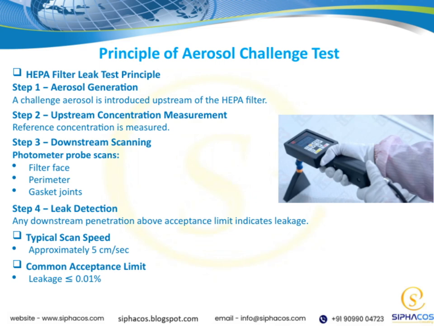Then, we scan the filter face, perimeter, and gasket joints with a photometer probe. This probe moves at a typical speed of about 5 centimeters per second, allowing us to thoroughly inspect all critical areas for any particles that might have penetrated. Finally, if we detect downstream penetration levels above the accepted limit, usually around 0.01%, that indicates there is a leak. This method ensures we verify the integrity of the HEPA filter effectively. Remember, maintaining leakage below this threshold is essential for ensuring the filter's performance and safety.